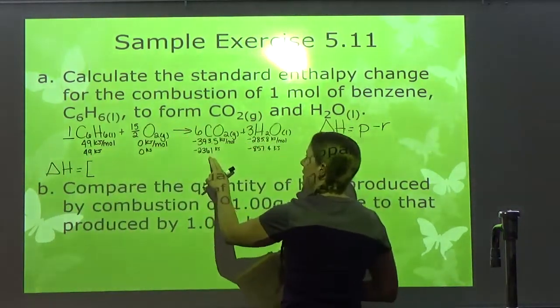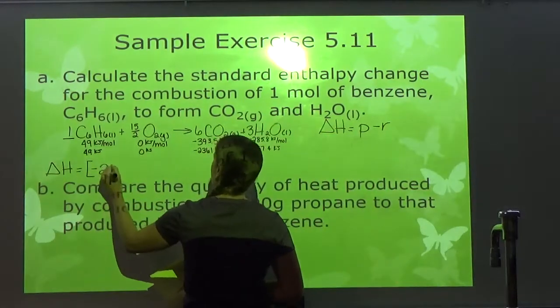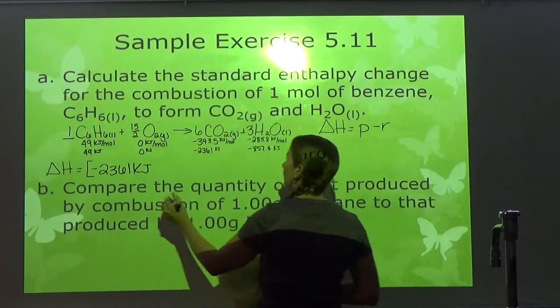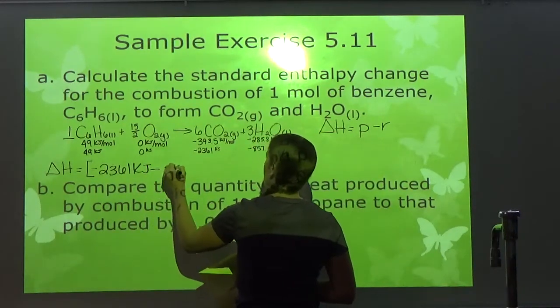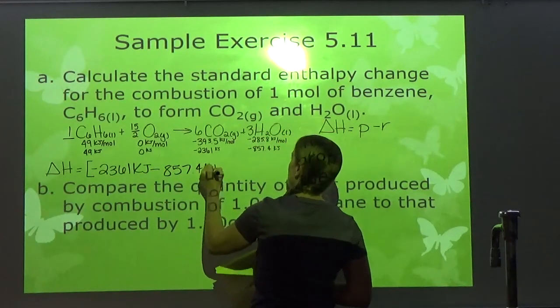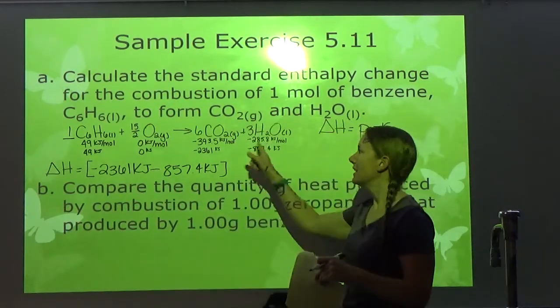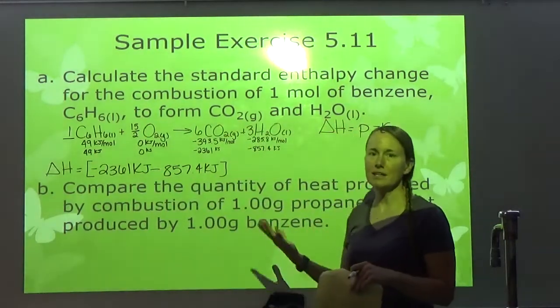So I start with my products. So I have negative 2,361 kilojoules plus a negative, so I'm just going to put minus, 857.4 kilojoules. Okay, so that's important to note that I'm actually adding these two. It just happens to be a negative.